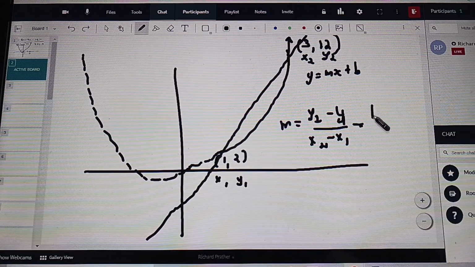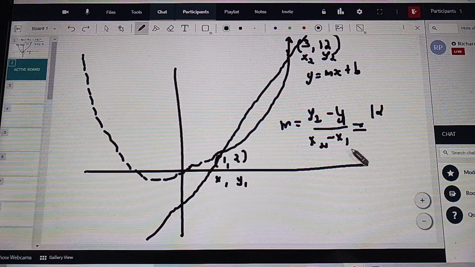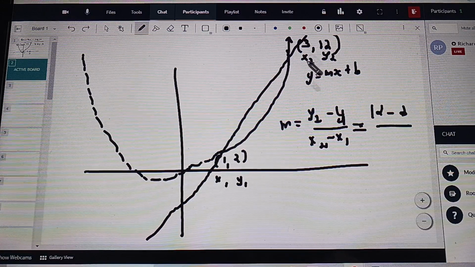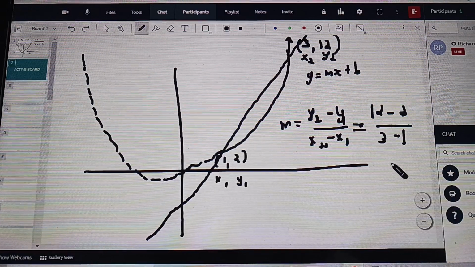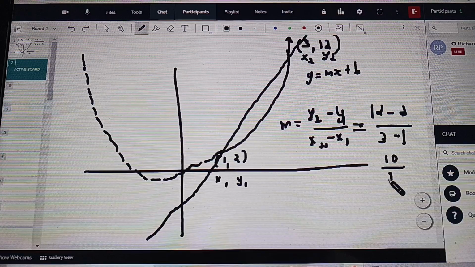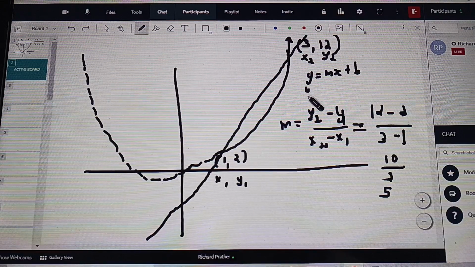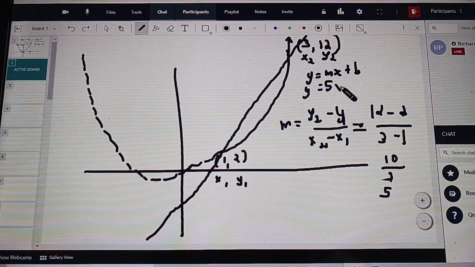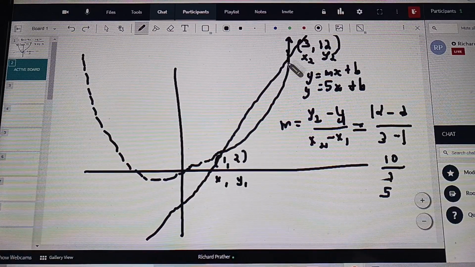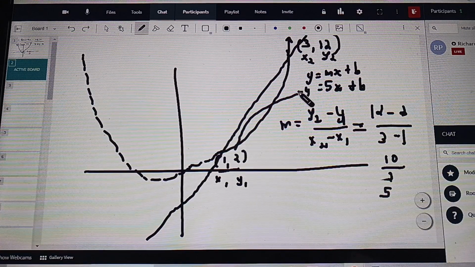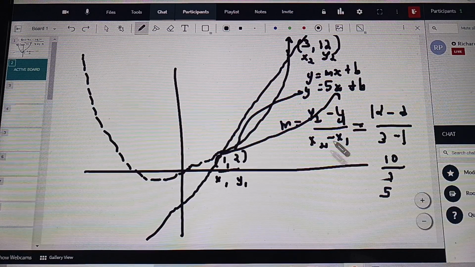So 12 minus 2 over 3 minus 1. That's 10 over 2 or 5. The slope is 5. Then I can choose either 1 and 2 or 3 and 12, but you can't choose 1 and 12 or 2 and 3. You can't have a mixture, but you can choose either one. I'm going to choose 1 and 2 and just temporarily plug 2 in for y and 1 in for x.